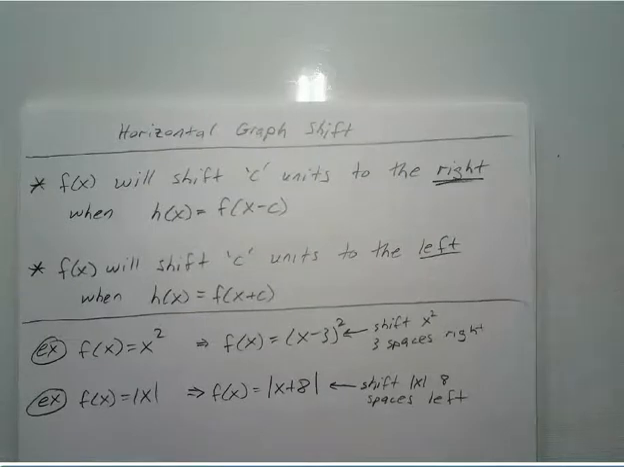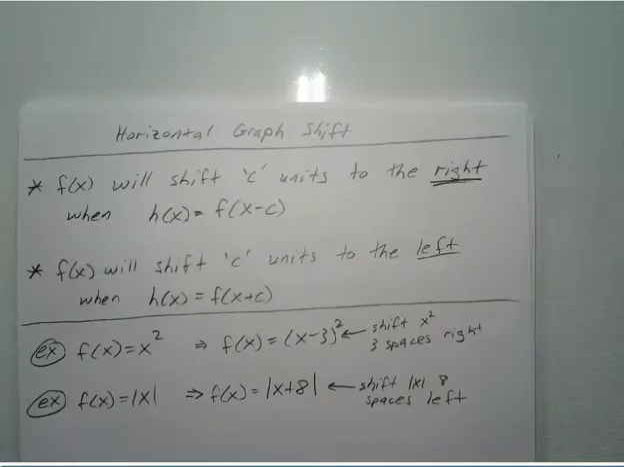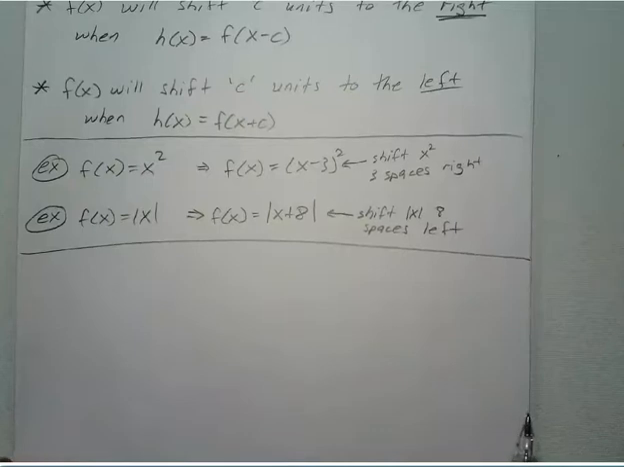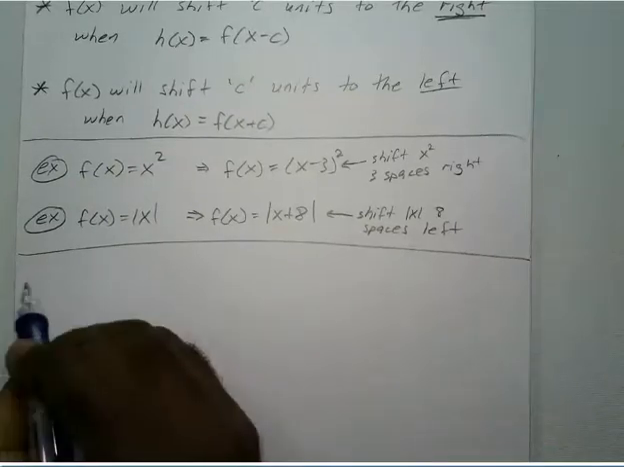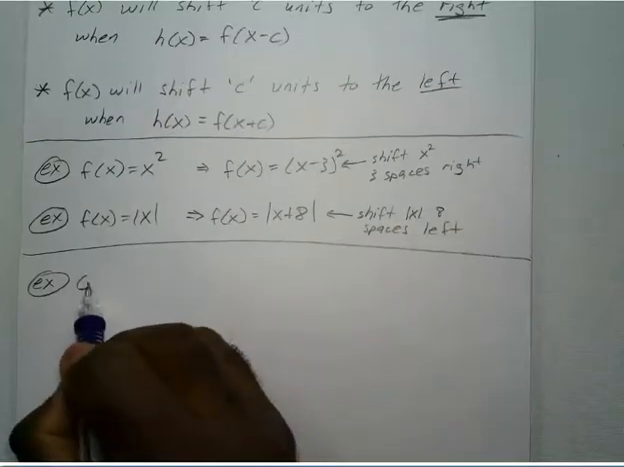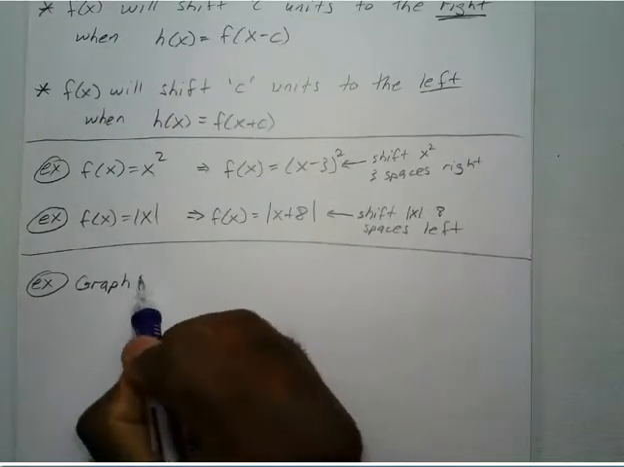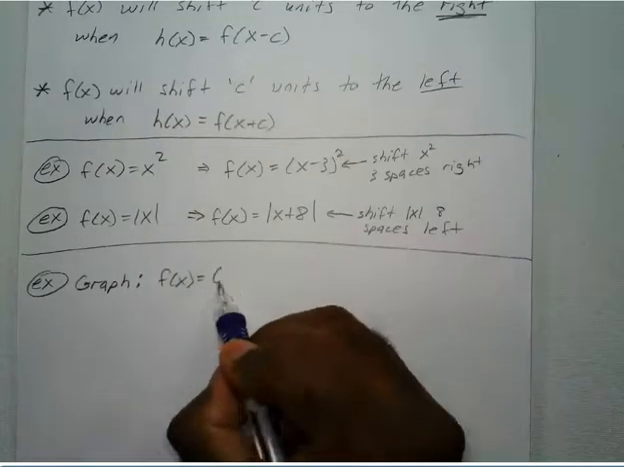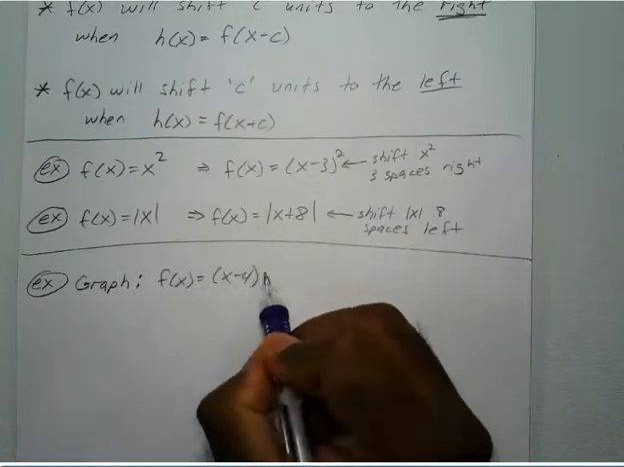Alright, so right now we're going to go ahead and do a few examples of this. Okay, we have a little space left on this page, so we're going to go ahead and use it up. Okay, so what if we wanted to graph f of x equals x minus 4 squared?